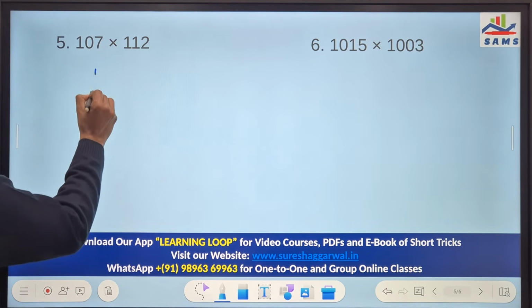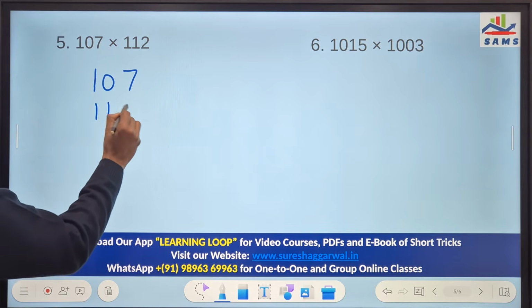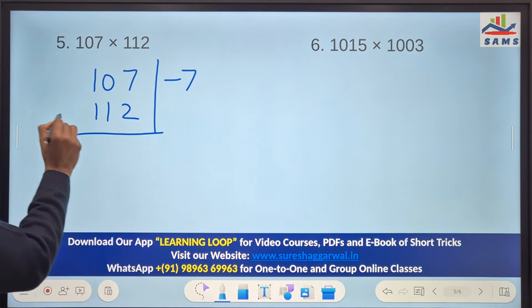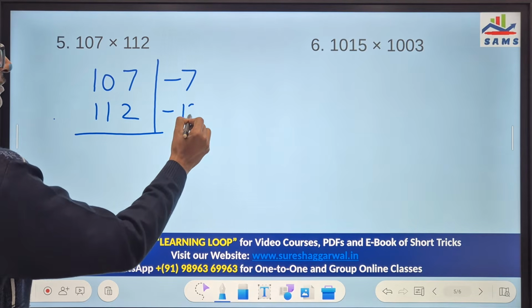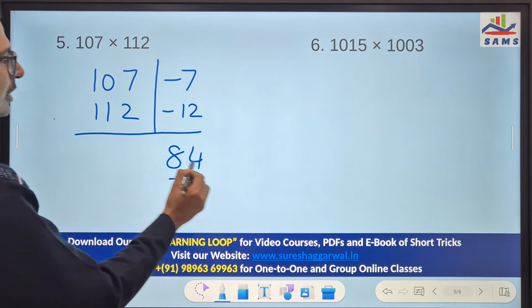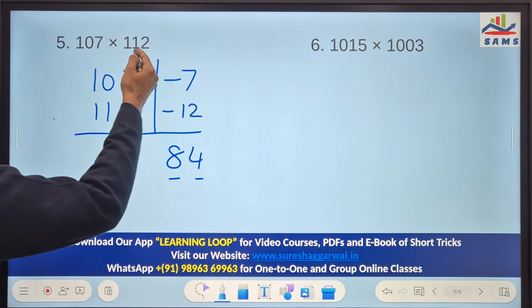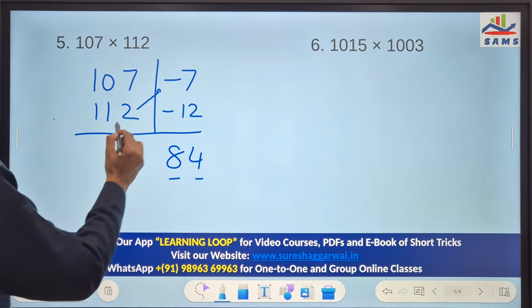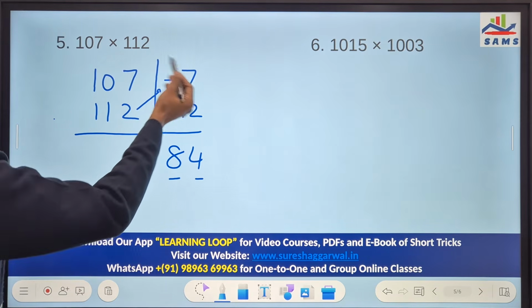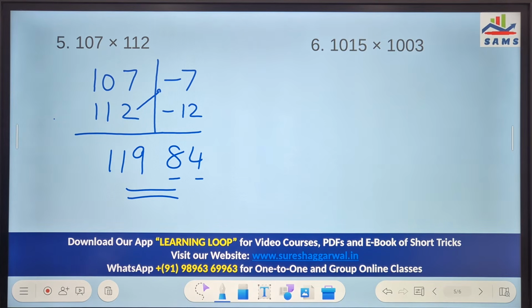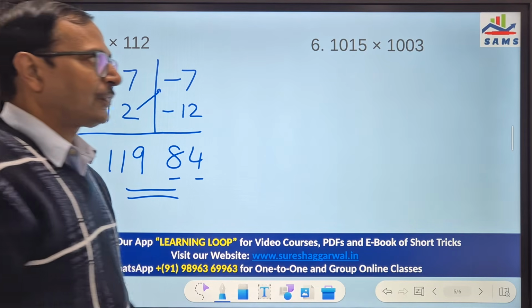Likewise, if you have a different base, like here we have 1000. So do one more question here, 107 and 112, very easy. 100 minus this is negative 7, 100 minus this is negative 12, 12 sevens are 84, and it is a 2-digit number, and the base is also 100, so only 2 digits were required. Now subtract like this, you get 112 plus 7, which is 119. The product is 11984.